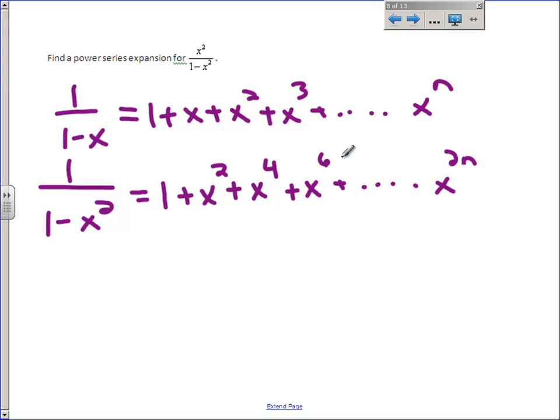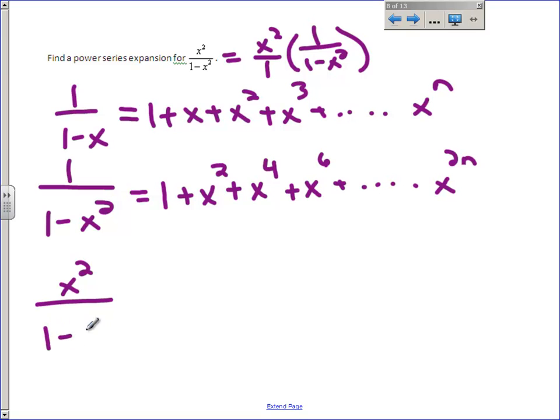X to the 2n, because you plug in x squared for x and multiply those exponents. Now what about this? X squared over 1 minus x squared is the same thing as x squared over 1 times 1 over 1 minus x squared. So that means that I could just distribute an x squared through here.